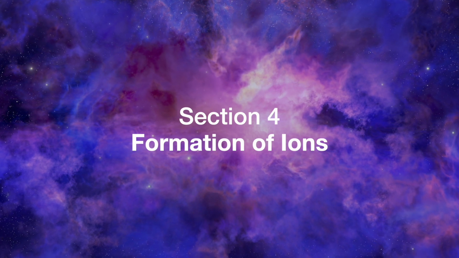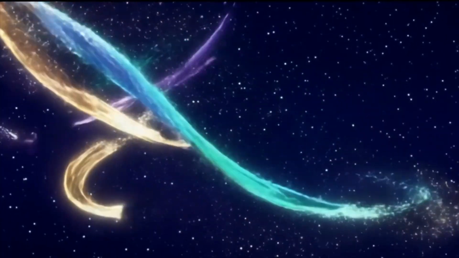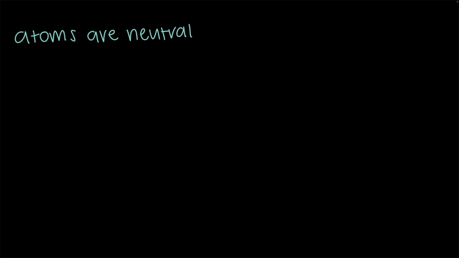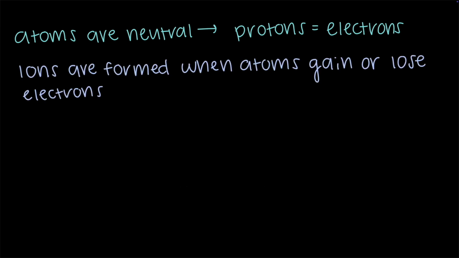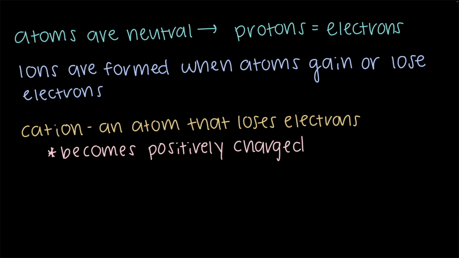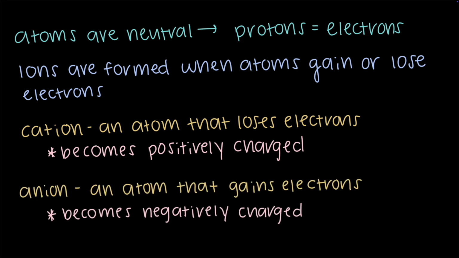Section 4 has the formation of ions. So now let's talk about what happens when atoms gain or lose electrons. Atoms are usually neutral, meaning they have the same number of protons and electrons. But if they lose or gain electrons, they become ions. A cation is an atom that loses electrons and becomes positively charged. An anion is an atom that gains electrons and becomes negatively charged.